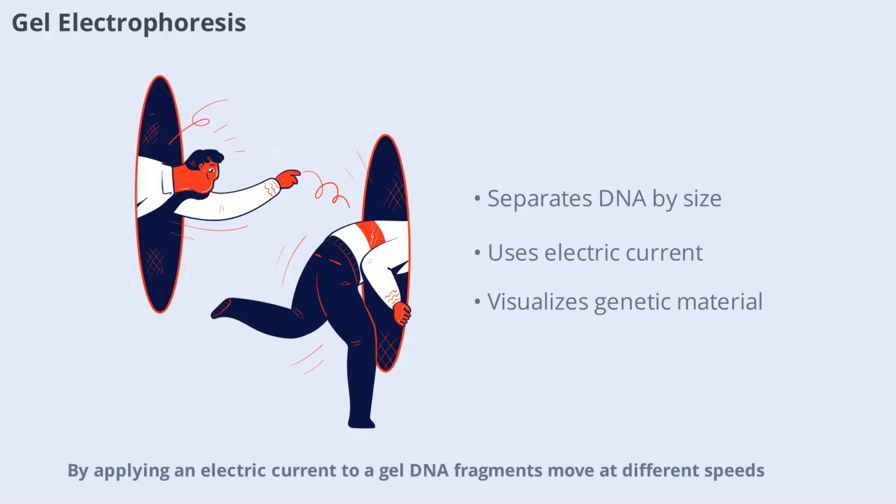By applying an electric current to a gel, DNA fragments move at different speeds, allowing scientists to visualize and analyze genetic material. This method is crucial for verifying the results of genetic engineering experiments and for identifying specific genes.